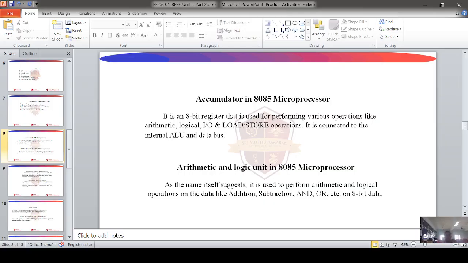Then accumulator and ALU in 8085 microprocessor. The accumulator is an 8-bit register used for arithmetic, logical and data transfer operations. Likewise, the ALU, arithmetic logic unit, performs operations such as addition, subtraction and OR. Together they form the core processing section of the 8085 microprocessor.